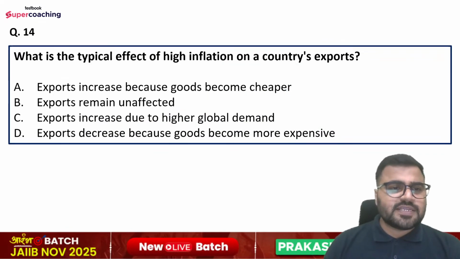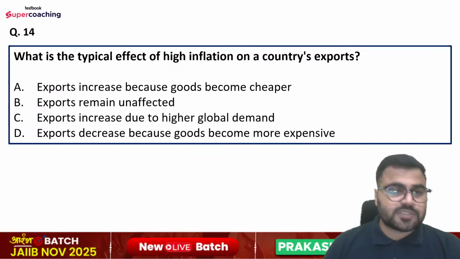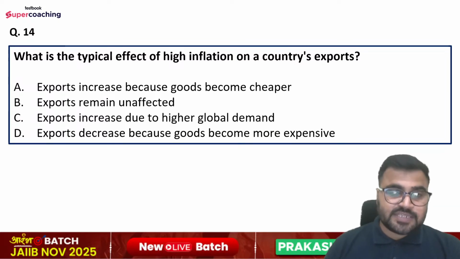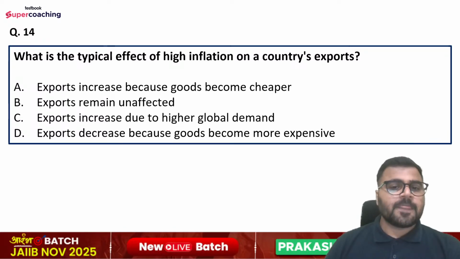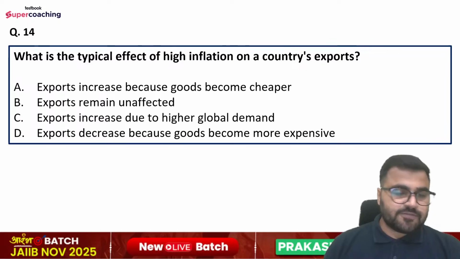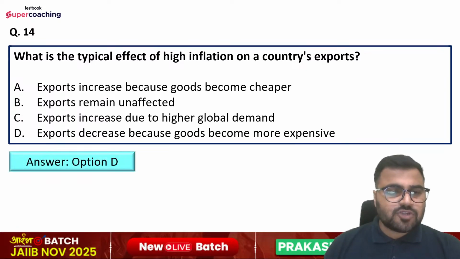Question number 14 is, what is the typical effect of high inflation on a country's exports? Options are: exports increase because goods become cheaper, exports remain unaffected, exports increase due to higher global demand, exports decrease because goods become more expensive. What is the right answer, guys? So right answer is option number D, that is exports decrease because goods become more expensive.